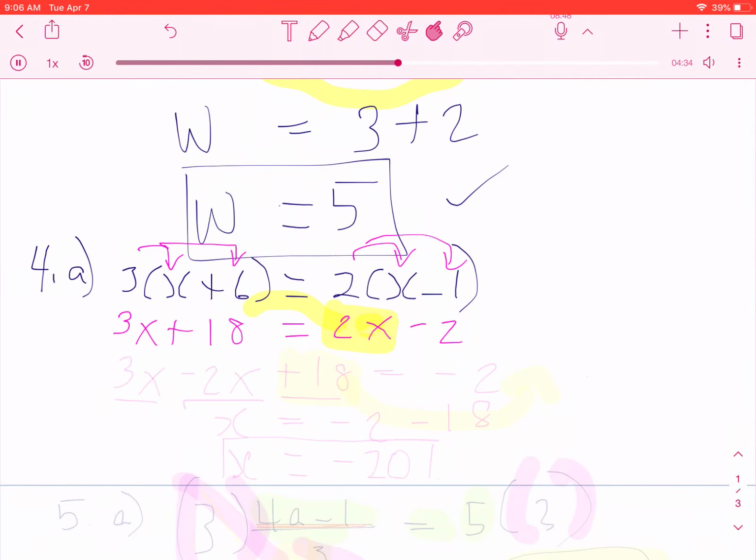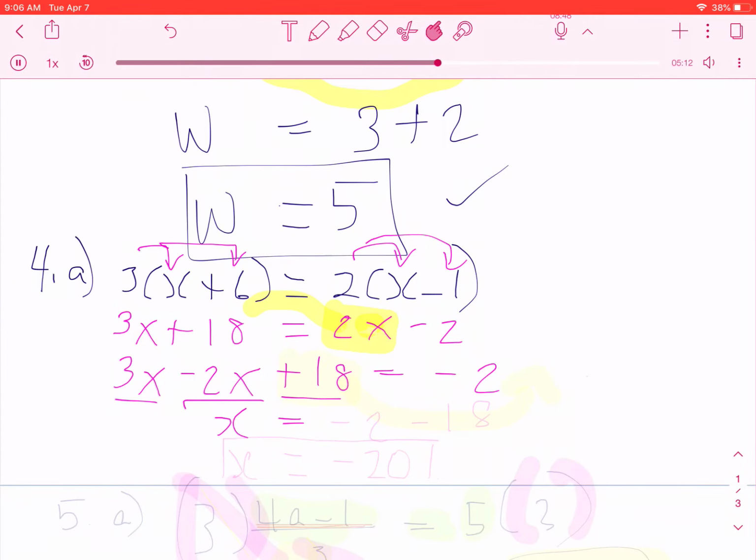So what I would have in that step is 3x minus 2x plus 18 is equal to negative 2. Notice I did collect like terms when I crossed over that 2x, and I just put it right beside 3x, but I didn't change any of the signs for the other terms. So positive 3x still remains, positive 18 still remains. The only thing that has changed is that 2x on the right side is now a minus 2x. Once I collect those like terms, 3x minus 2x is just x.